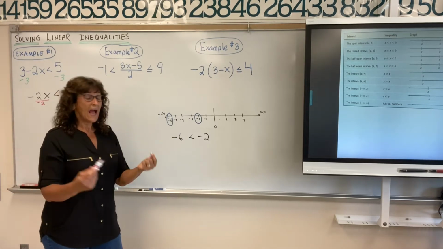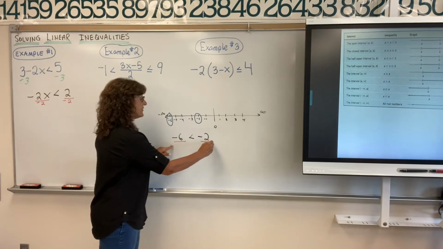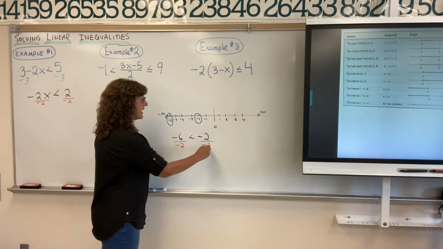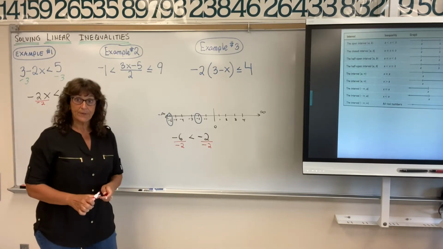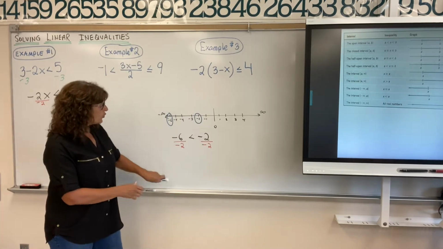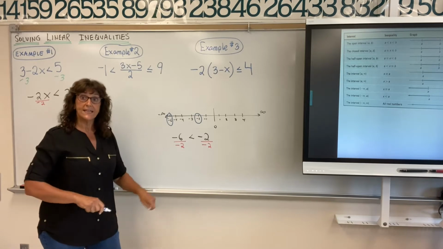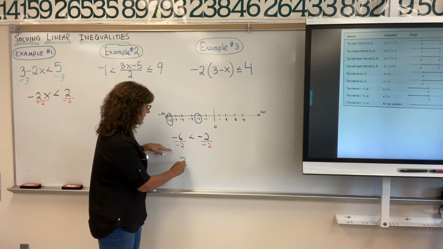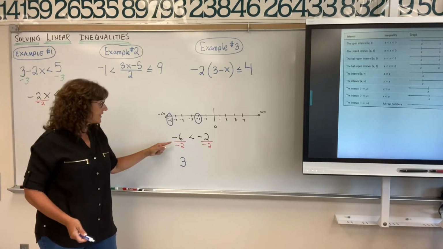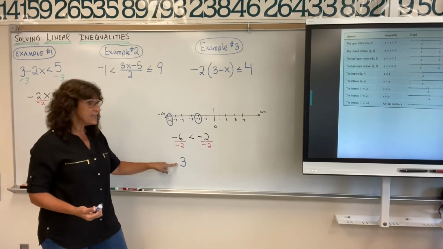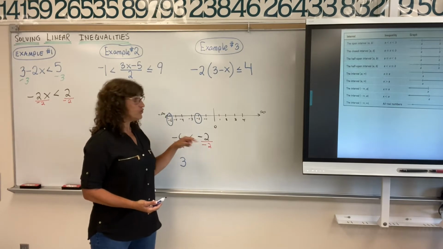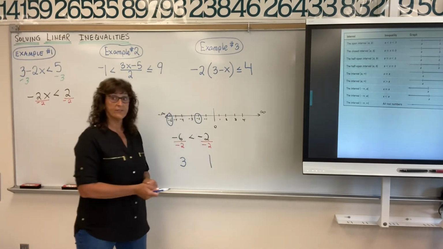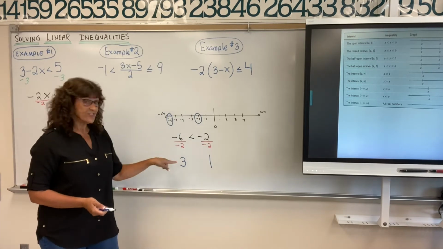Now, what happens if we take both sides of this inequality and divide by negative 2? Let's see what happens. What is negative 6 divided by negative 2? Negative divided by negative is positive, so 6 divided by 2 gives you 3. Negative 6 divided by negative 2 is 3. Let's go to the other side. What is negative 2 divided by negative 2? It is positive 1. Now, what just happened here?